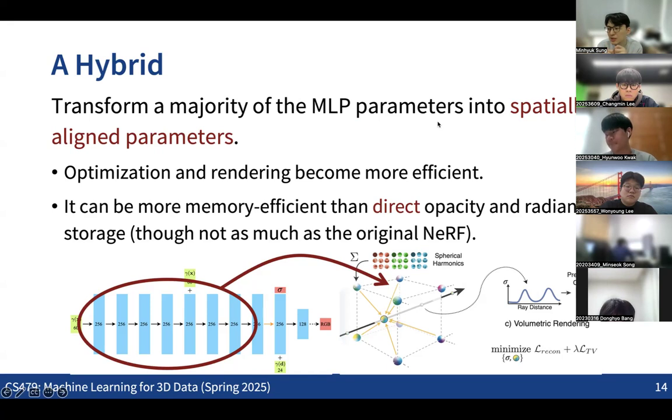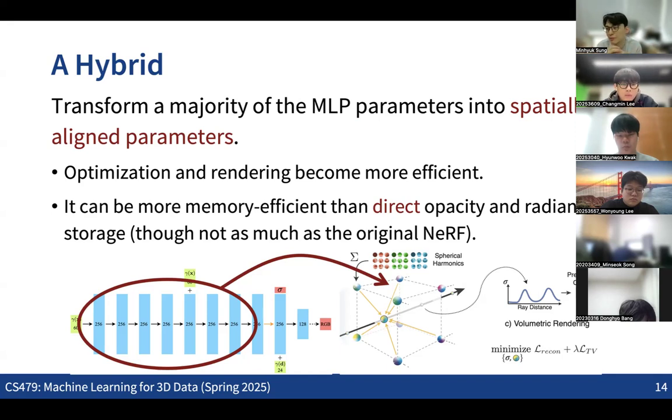The good thing about this is that when we update those parameters for each ray, we don't need to update all the latent features for every single voxel, because we only need to care about the voxels the ray is passing through. The other regions where the rays are not passing don't need to be updated. This is a good thing when you have spatially aligned parameters.